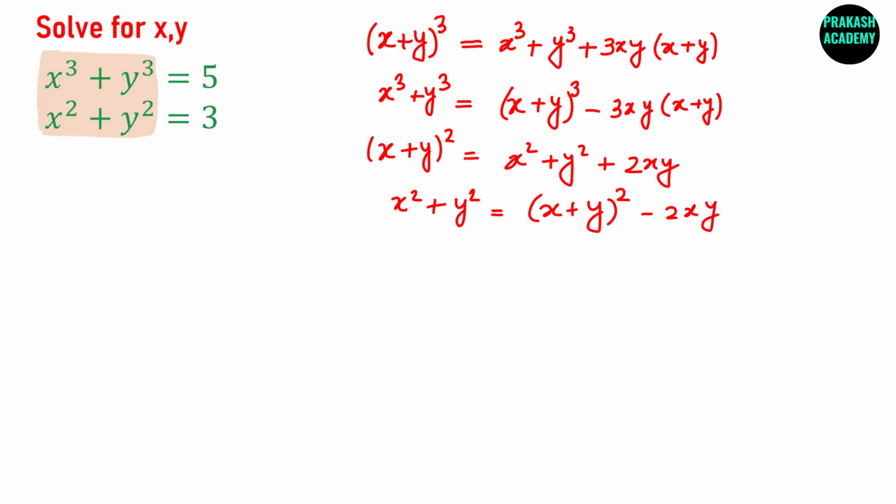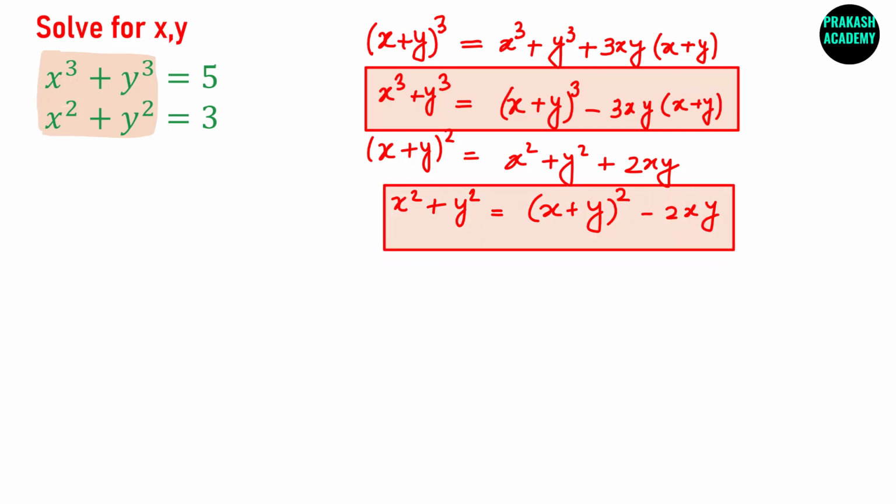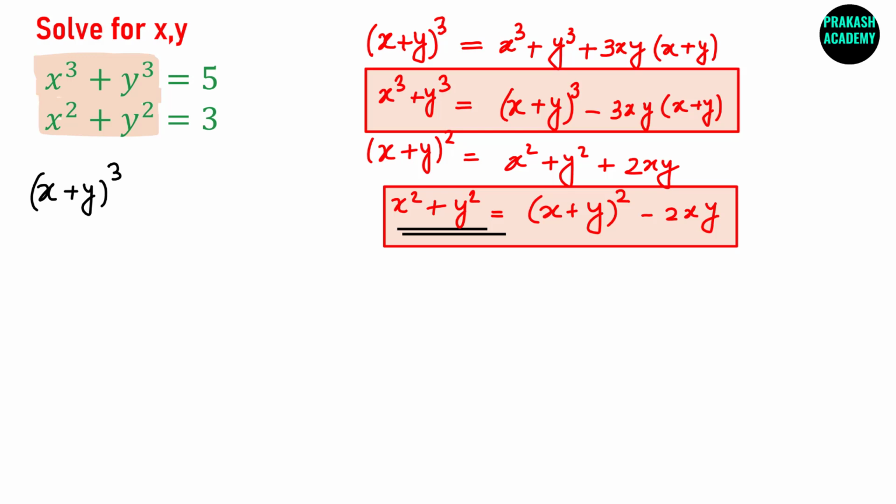So now I can plug these two values in. We have two algebraic identities and we can plug these values into equation 1 and equation 2. So let's call this equation 1 and this equation 2 for the time being. So let us put these values. The first equation will become x plus y whole cube minus 3xy into x plus y, and this is equal to 5.